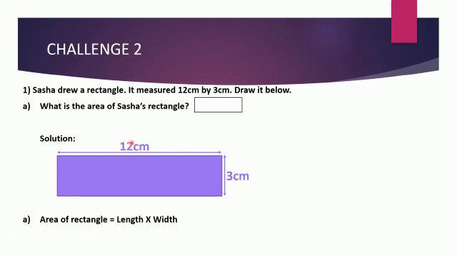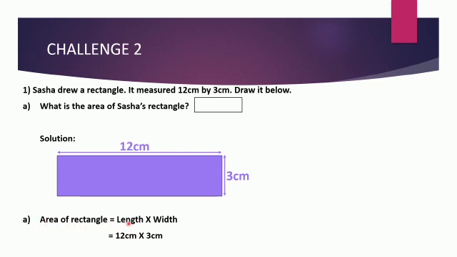As length is 12 centimeter and width is 3 centimeter, you will put these values in the formula, then you will get the area of this rectangle. Length is equal to 12 centimeter and width is equal to 3 centimeter. When length is multiplied by width, you will get the area of the rectangle. Okay students, this is the method to find the area of a rectangle.